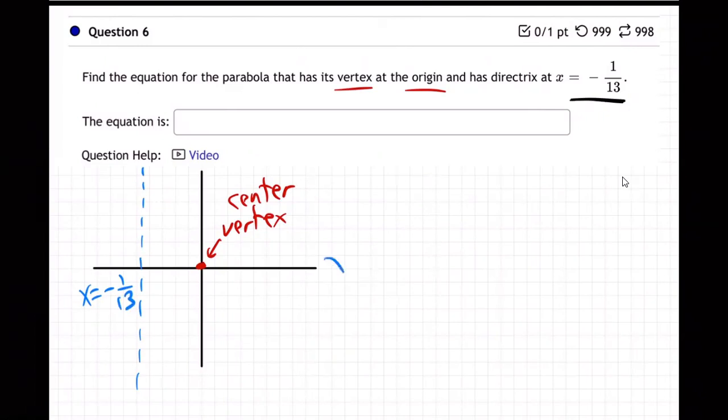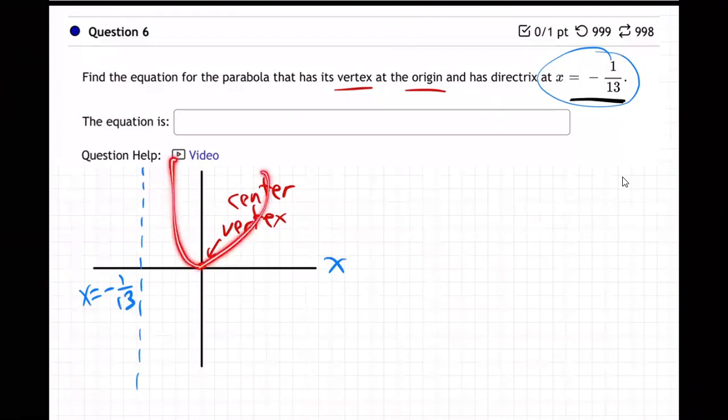Now, this is the x-axis. I know it had to be to the left because it's negative. So it's back, negative 1/13. Okay, now what does that mean? So what we need to determine now is which way do the branches go? That's the most important thing about a parabola, because that's the hardest thing. It can go 4 directions: up, down, right, or left.